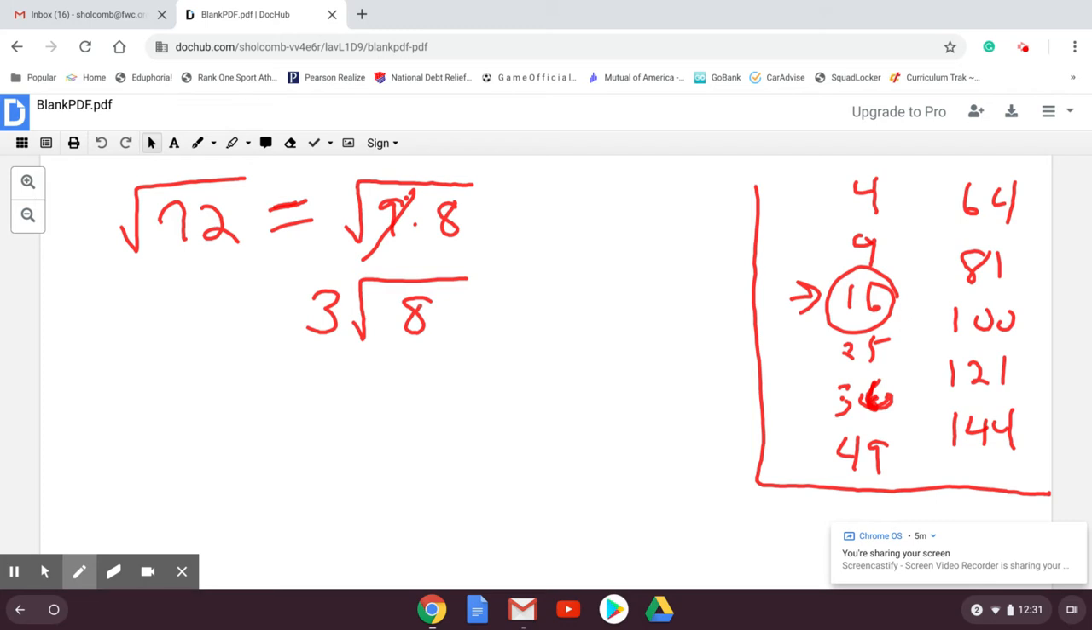We found a perfect square, 9, in 72, but it was not the biggest perfect square. The biggest perfect square some of you may have caught was 36. But we can still finish this problem by continuing on.